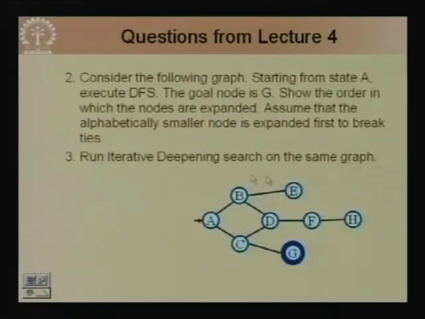Question number 2, consider the following graph. Starting from state A, you execute DFS. G is the goal node. You have to show the order in which the nodes are expanded, assuming that the alphabetically smaller nodes are expanded earlier in case of ties. On the same graph, you also run iterative deepening search, that is your problem 3.